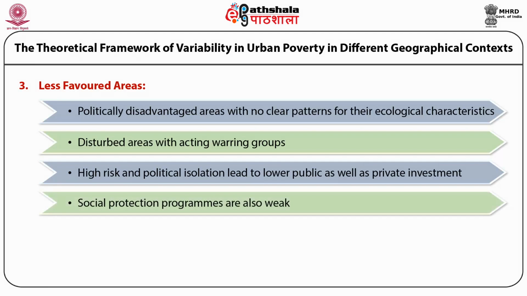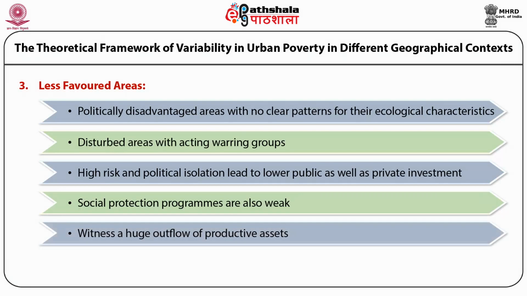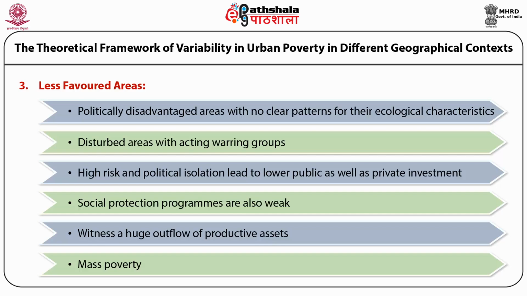The social protection programs are also weak. Such areas generally witness a huge outflow of productive assets, that of both labor and capital. Only the residual populations are left behind, which include people with low abilities, little capital, old or very young, disabled and sick people. Since there are no safety nets and law and order is poor, people are largely poor in these areas.